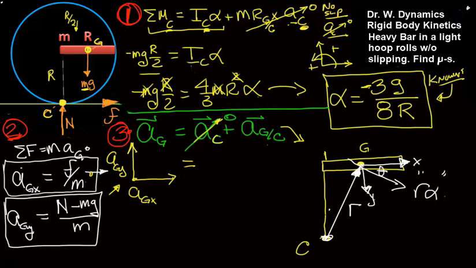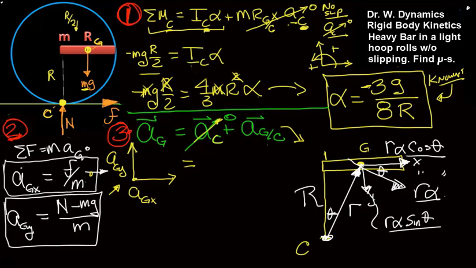And we could call this angle in here theta, and this angle is also theta then. And something interesting happens here. This x component would be r alpha cosine of theta, and the y component would be r alpha sine of theta.